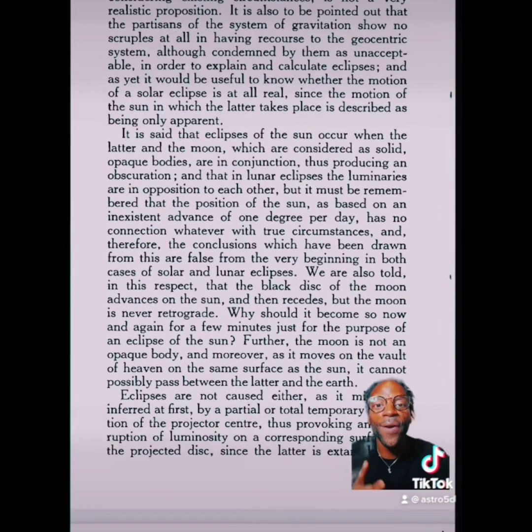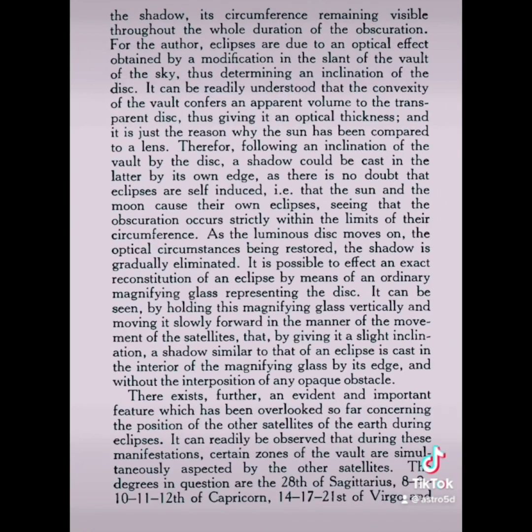Further, the moon is not an opaque body, and moreover, as it moves on the vault of heaven on the same surface as the sun, it cannot possibly pass between the latter and the earth. That's common sense. Eclipses are not caused either, as it might be inferred at first, by a partial or total temporary extinction of the projector center, thus provoking an interruption of the luminosity on the corresponding surface of the projected disk, since the latter is extant behind the shadow, its circumference remaining visible throughout the whole duration of the obscuration. For the author, eclipses are due to an optical effect obtained by modification of the slant of the vault of the sky, thus determining an inclination of the disk. Like I said, this book is fire, but we're not done.